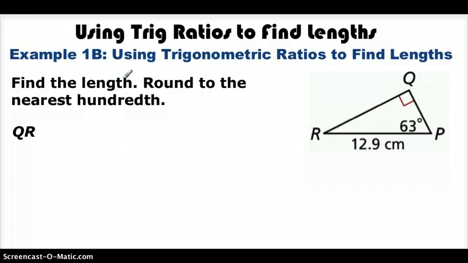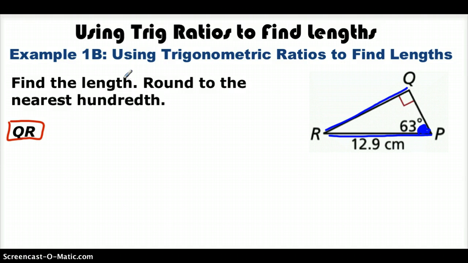This time we're looking for QR. We want to know the length of QR. They give us a couple important pieces of information here. They tell us that angle P here is 63 degrees, which is definitely an important piece of information. It looks like they give us the hypotenuse, and they want us to find the opposite side. It's the opposite and the hypotenuse.